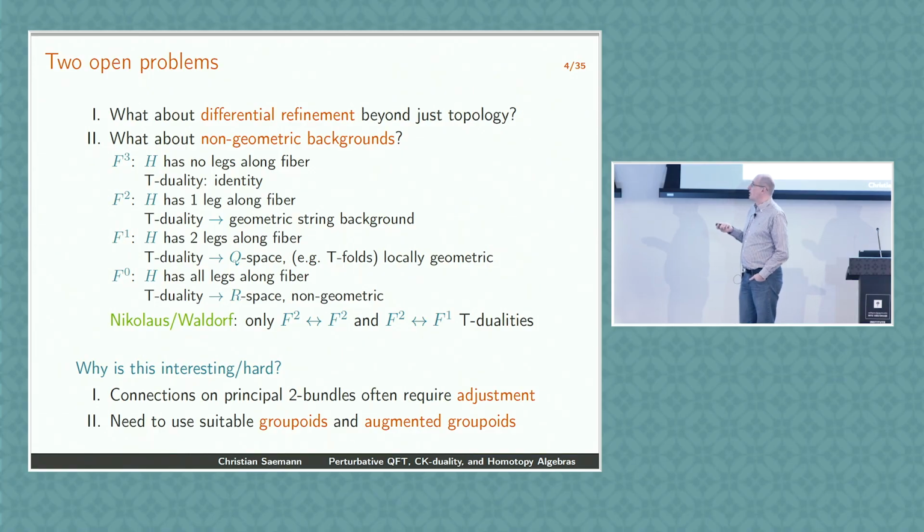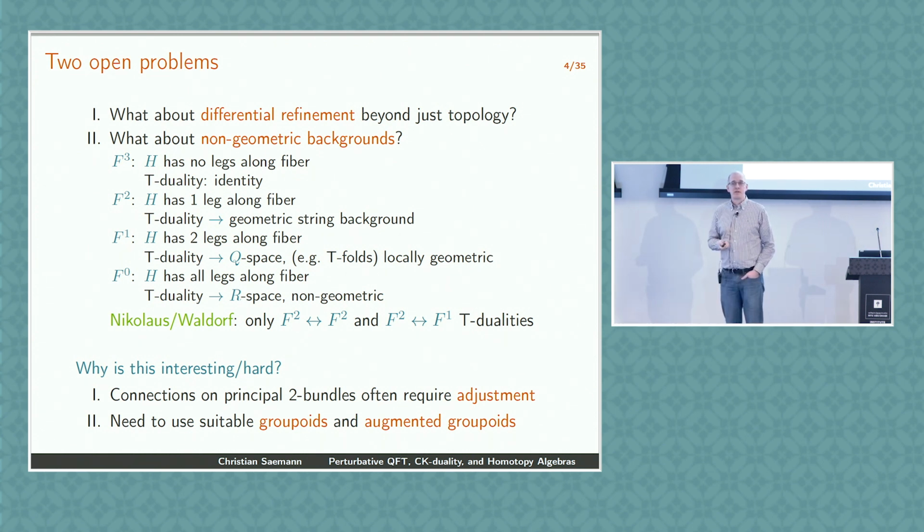And for them to make sense, you need a little bit of additional technology that we call adjustment that is not that widely used or spread throughout the literature. And I'll explain this in a little bit more detail. The problem with non-geometric backgrounds is not a problem. It's more that you have to go beyond principal 2-bundles.